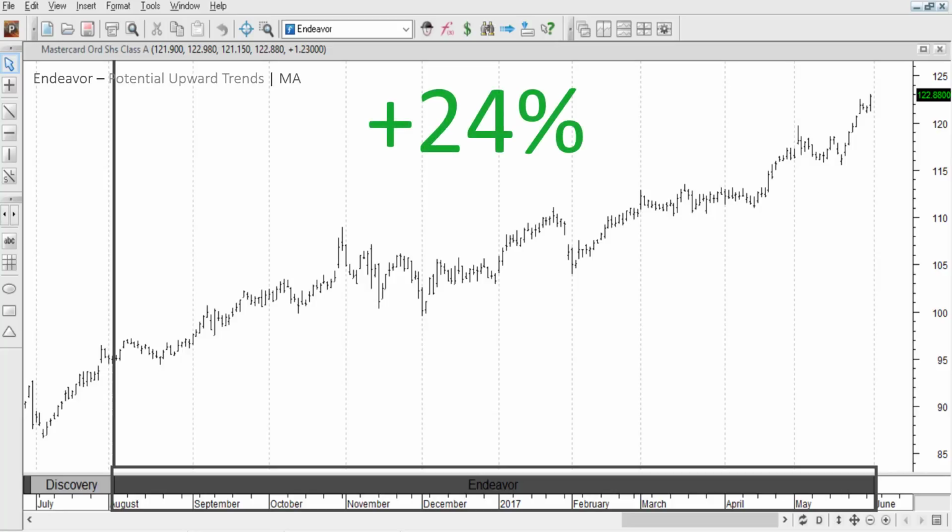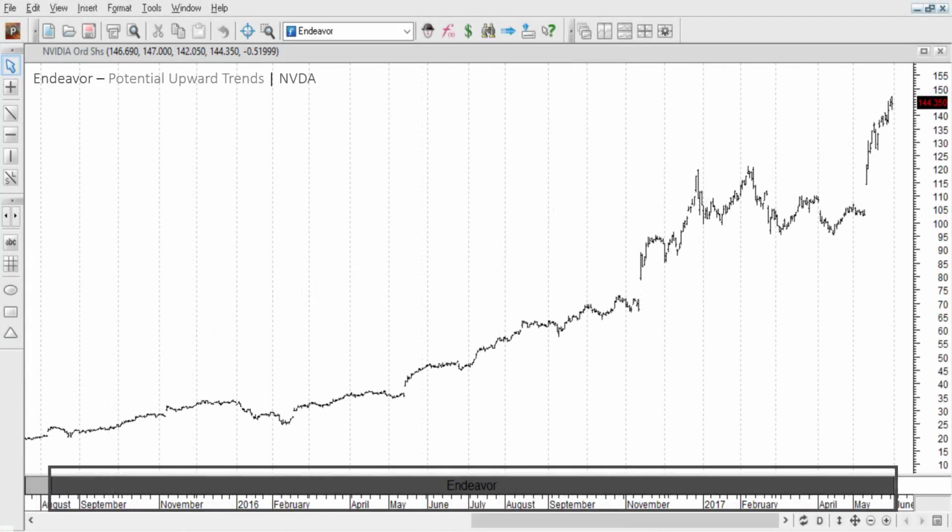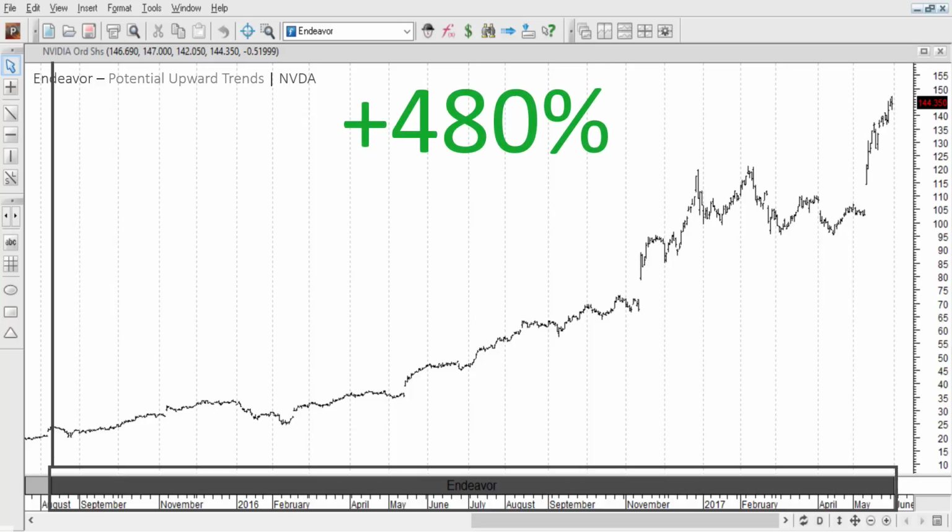then moved up over 24% and made new all-time highs. Now that's the kind of opportunity we're looking for. Then there's NVIDIA, ticker symbol NVDA, whose price entered the Endeavor category in August of 2015, and since then has made over 480% and is still making new all-time highs.